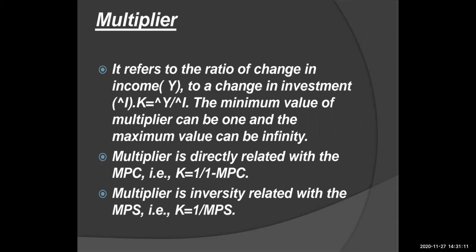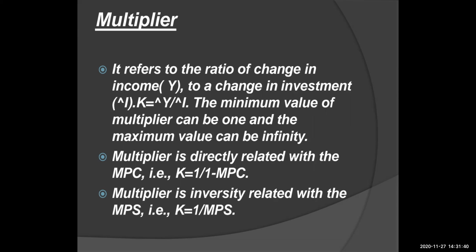Now, let's talk about multiplier. It refers to the ratio of change in income to a change in investment. We know very well that there would be a ratio of change in income to a change in investment, which we can say that K is equal to ΔY upon ΔI. So the minimum value of multiplier can be 1 and maximum value can be infinity.